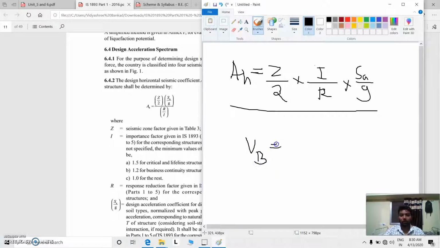This VB is equal to AH into W. This is capital W. This W is nothing but the seismic weight of the building. You need to compute the total weight of the structure, and then multiply this value W with AH, that is the horizontal seismic coefficient, and this AH can be calculated using Z by 2, I by R and SA by g. Let us know what is Z, what is I, what is R, and what is SA by g, and what all the factors are depending on this content.